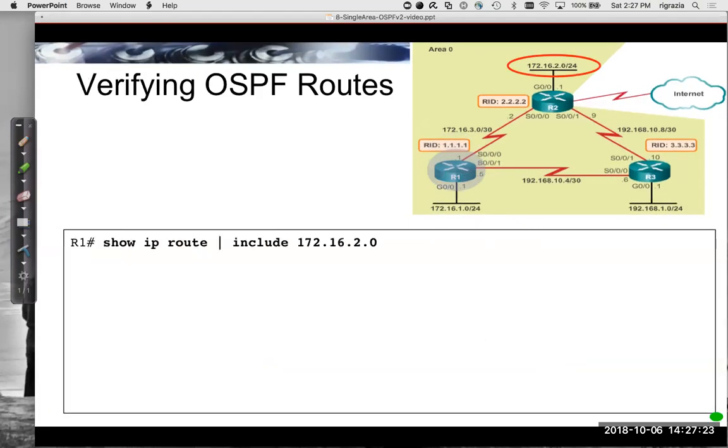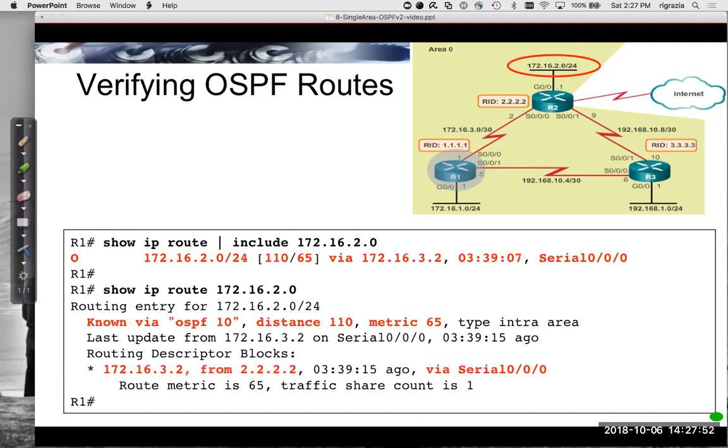Okay, verifying OSPF routes, we can do show ip route, and we can do show ip route ospf, which will show us all our OSPF routes. If we want to see a specific route, we can use a pipe and include 172.16.2.0, and that will show just that line. Pipe include means include anything with 172.16.2.0 in it from the routing table output. We can see our network there. We can also do show ip route 172.16.2.0 and get some more detailed information. In both cases, we see the administrative distance of 110, but the routing metric is 65.